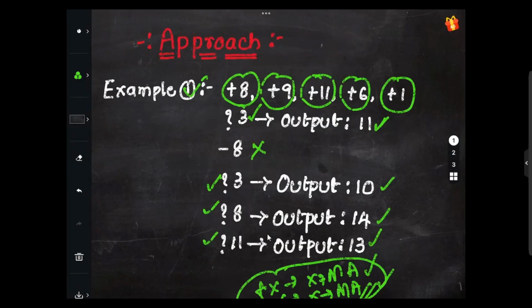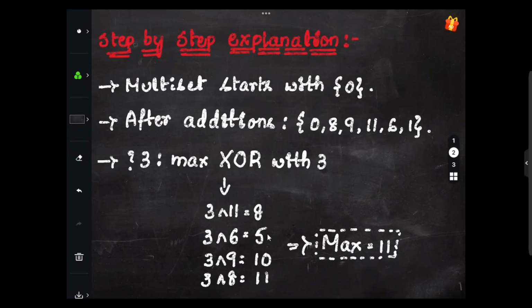The multiset starts with 0. Just remember this one. We have 0 8 9 11 6 1. The multiset always starts with a 0. Remember this point, this is very important, or else you'll not get to know why we have made use of the 0. I'm stressing on it: the multiset starts with 0.